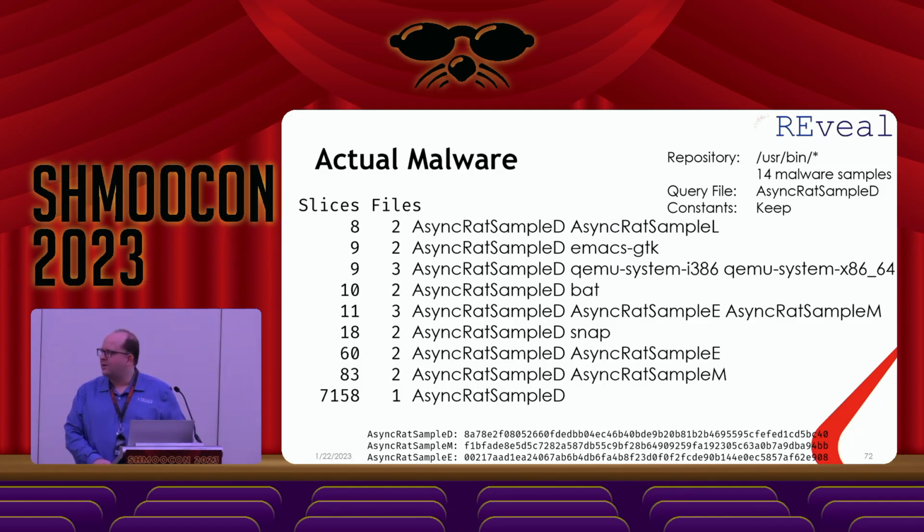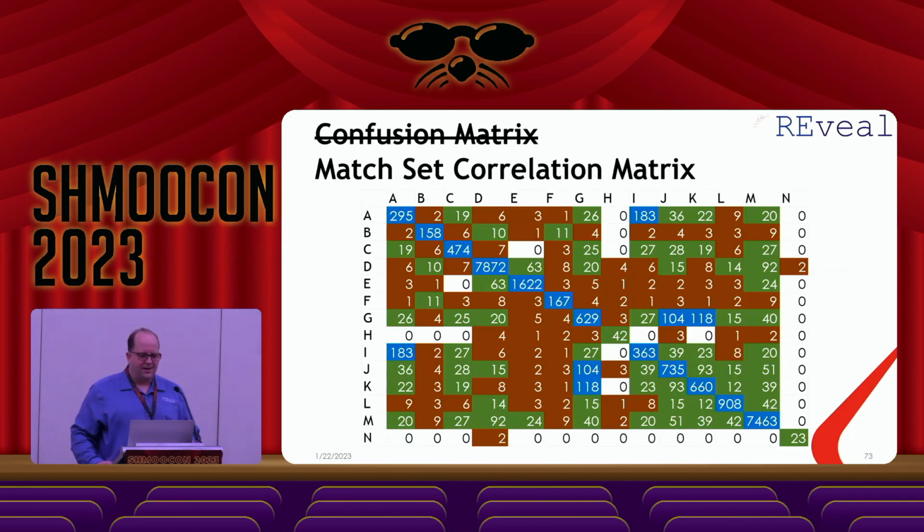Now, you may be wondering, hey, I said I had 14 samples. Why are they not matching one another? When I was doing one of my dry runs, someone told me I should have a confusion matrix, like a theory land confusion matrix. But this isn't a classification problem, so I came up with this match set correlation matrix.